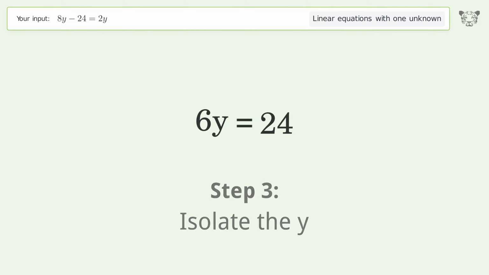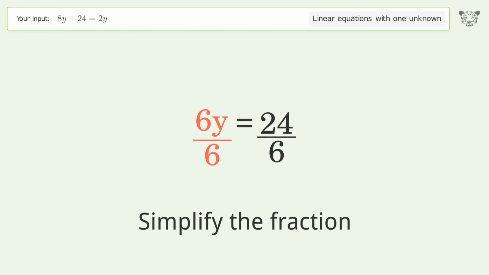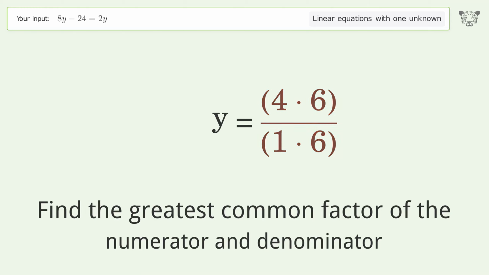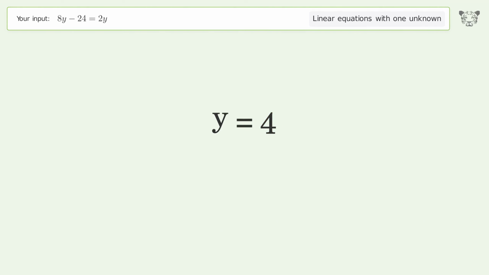Isolate the y. Divide both sides by 6. Simplify the fraction. Find the greatest common factor of the numerator and denominator. Factor out and cancel the greatest common factor. And so the final result is y equals 4.